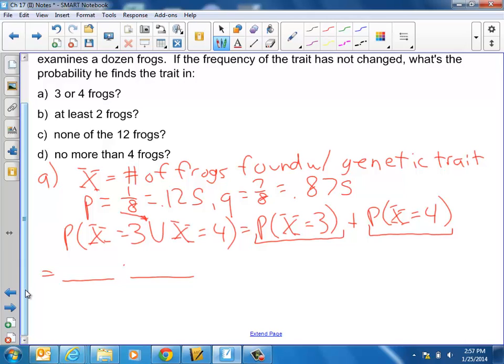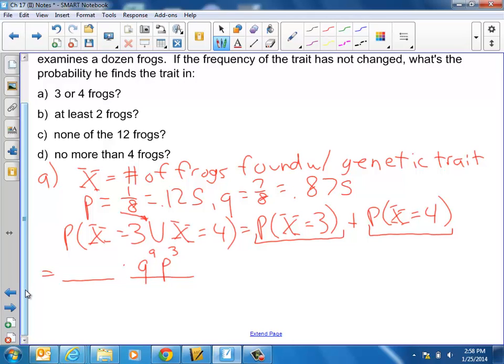Let's think of it this way. What's the probability that I find 3 frogs with this trait if there are a dozen of them? That I have just one of these outcomes where there are 3 frogs of the dozen with this trait? Well, that would mean that we had 9 failures, 9 frogs did not have this trait, times the 3 frogs we did find with a success with this genetic trait. So that's the probability that I would find 3 successes of the dozen one time.